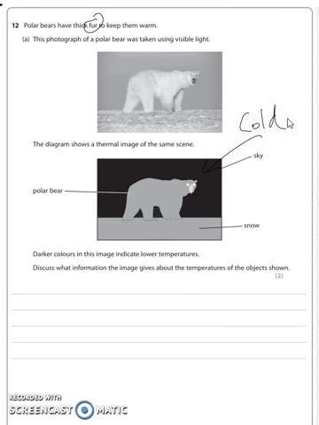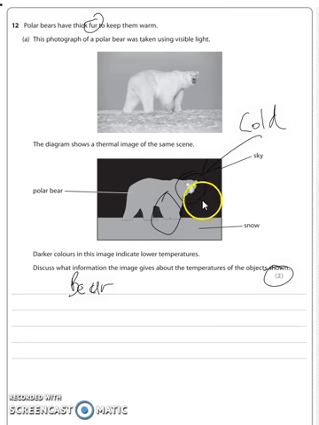Discuss what information the image gives about the temperature of the object shown. So we're looking for just 2 marks here. So 1, we could say something about the bear, and we could say its fur, bear's fur and the snow are the same temperature because they are the same color. The bear's head and nose are warmer because those are lighting up. They're much brighter than everything around it, and the darker is something colder.